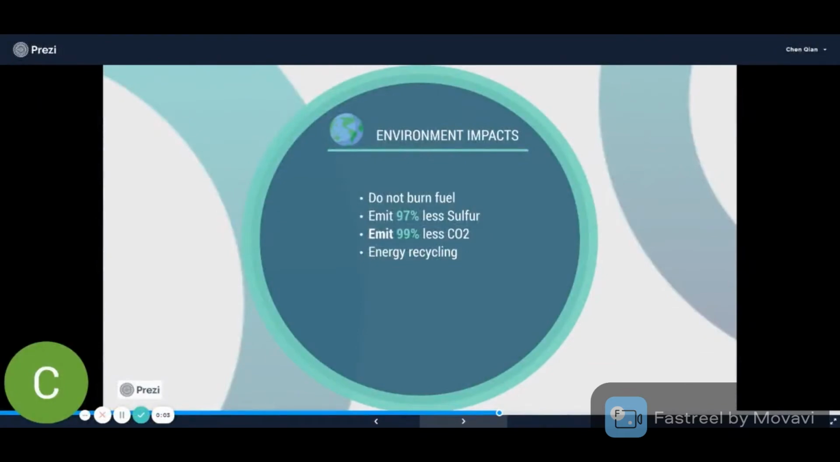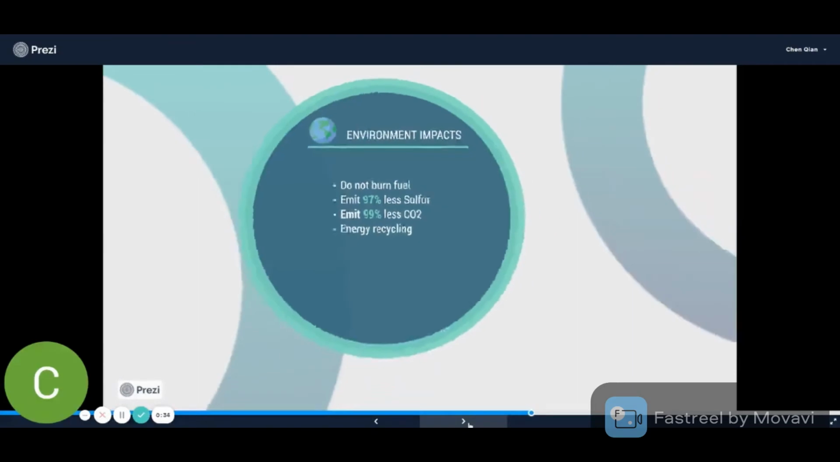Geothermal power plants do not burn fuel to generate electricity. Moreover, they emit 97% less acid rain-causing sulfur compounds and about 99% less CO2 than fossil fuel power plants of similar size. Most geothermal power plants inject the geothermal steam and water that they use back into the earth. This recycling helps to renew the geothermal resource and to reduce emissions from the geothermal power plants. Now let's move on to the business use case.